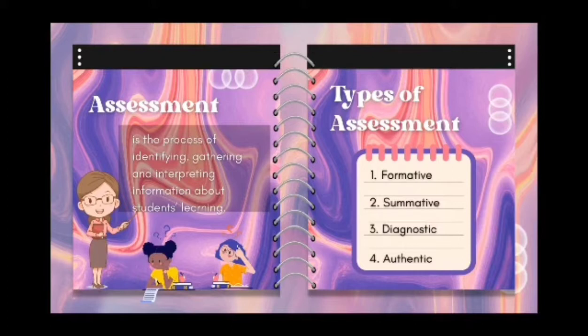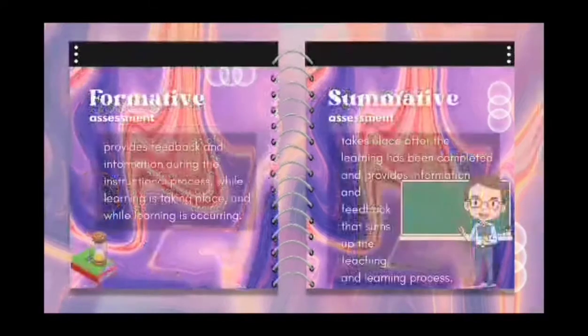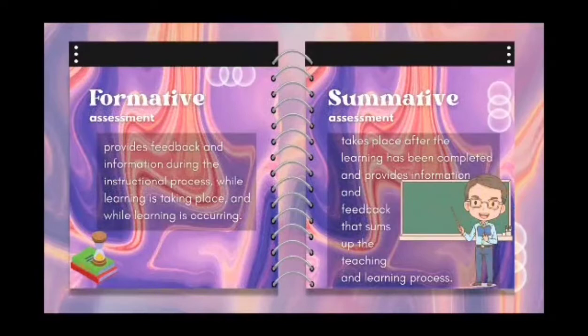Okay, so let's talk about now the 4 types of assessment. So there are 4 types of assessment. So the first one is formative, the second one is summative, the third one is diagnostic, and the fourth one is authentic. So those are the 4 types of assessment. So let's talk about the first type of assessment. We have here formative assessment.